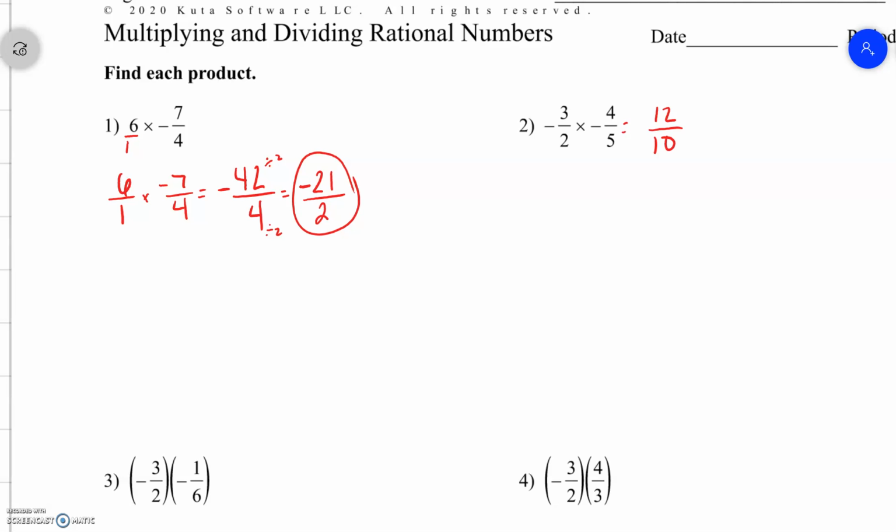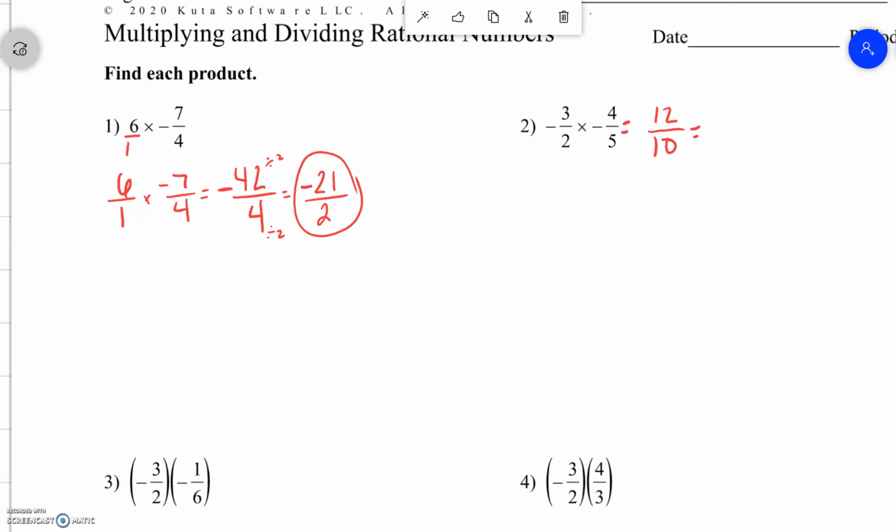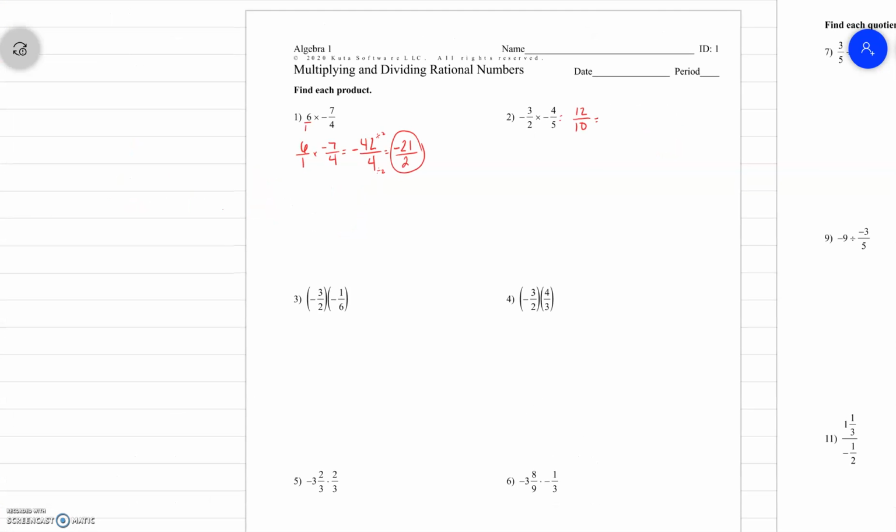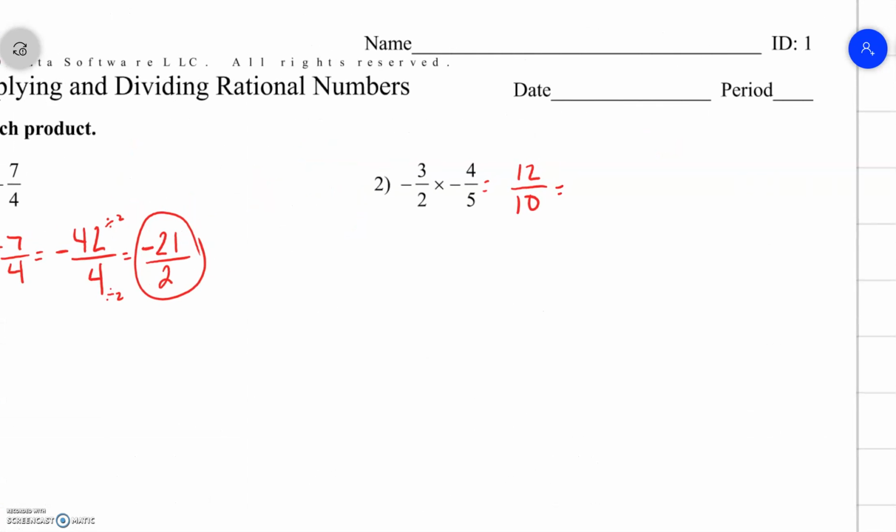Now, this is an okay answer, but to get the most correct answer, we need to simplify. And 12 and 10 are both even numbers, so we're going to divide by 2. 2 goes into 12 6 times, and 2 goes into 10 5 times. So 6 over 5 would be the most correct answer.